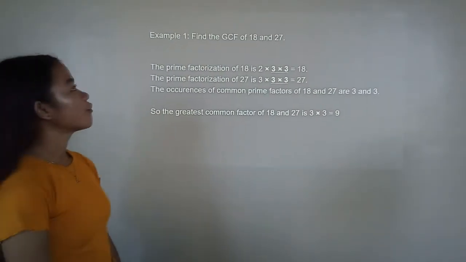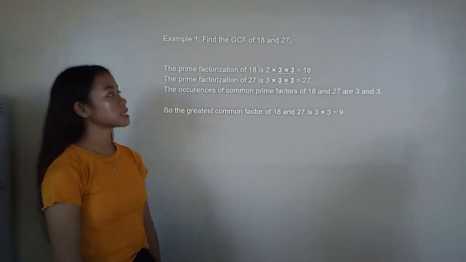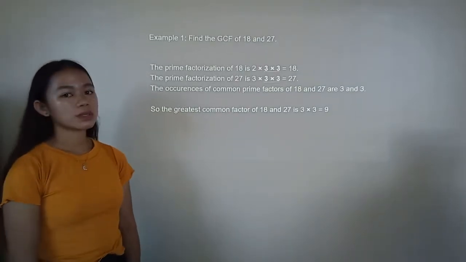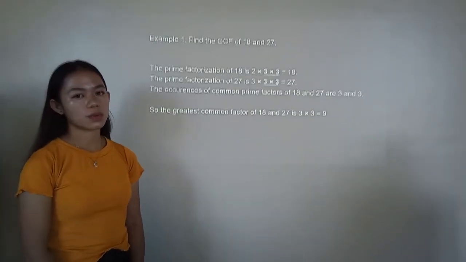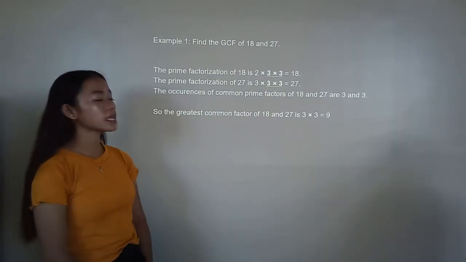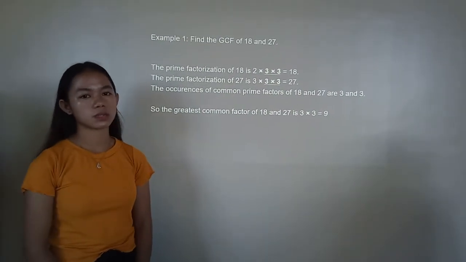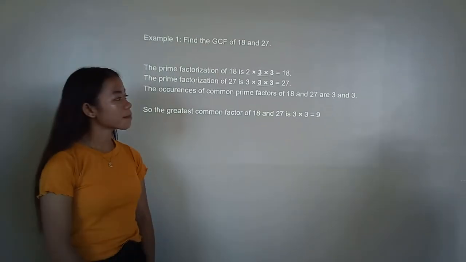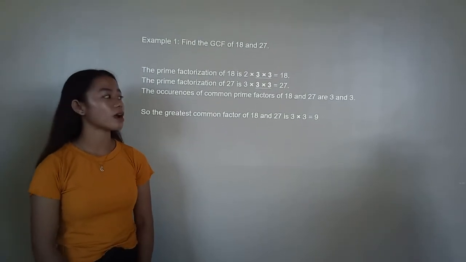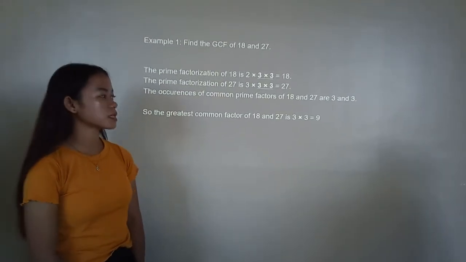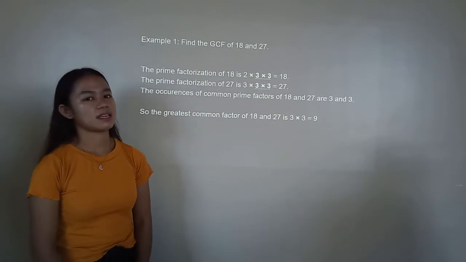Example number 1. Find the GCF of 18 and 27. The prime factorization of 18 is 2 times 3 times 3 is equal to 18. The prime factorization of 27 is 3 times 3 times 3 is equal to 27. The occurrences of common prime factors of 18 and 27 are 3 and 3. So the greatest common factor of 18 and 27 is 9.